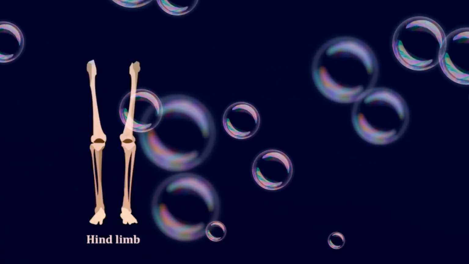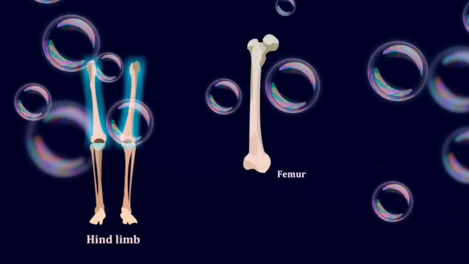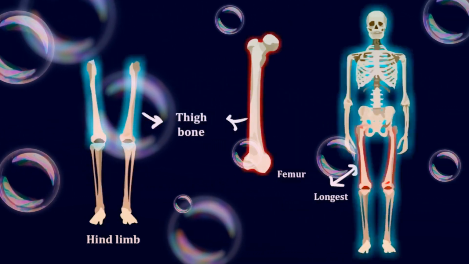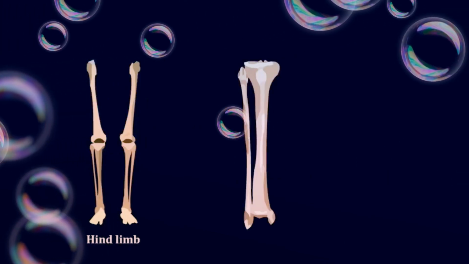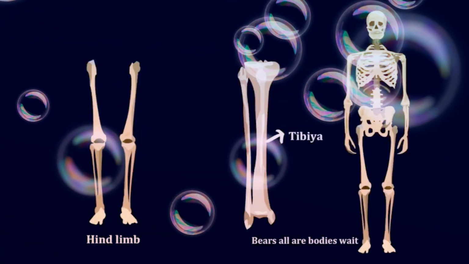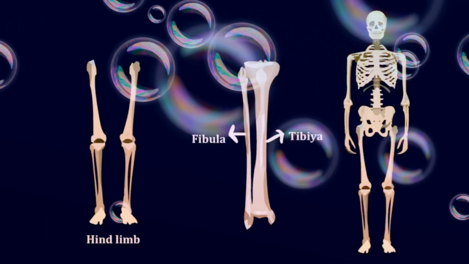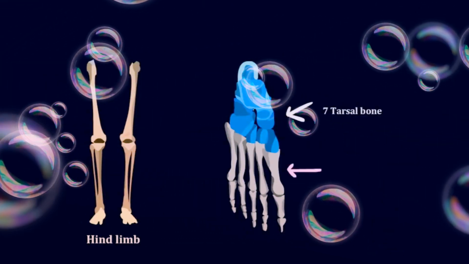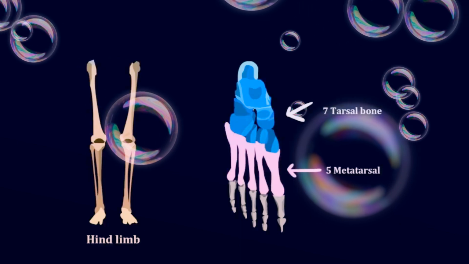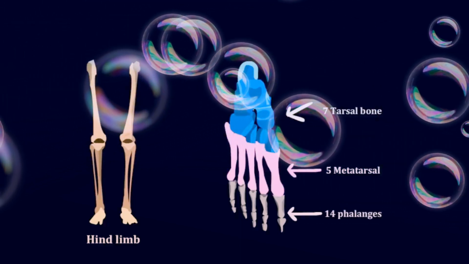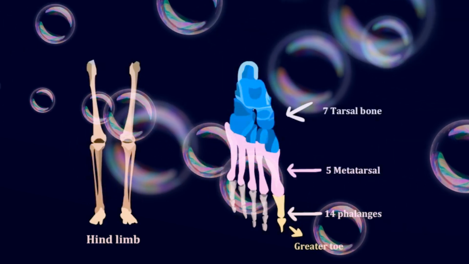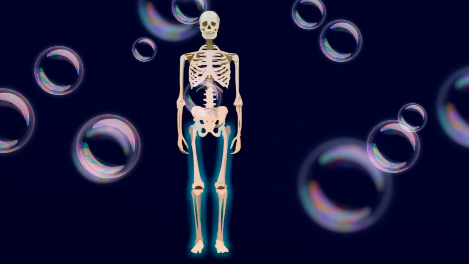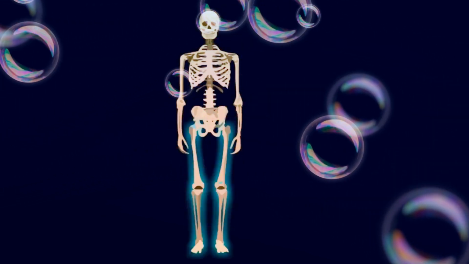The hind limb contains a long bone, femur or thigh bone, the longest and strongest bone in the skeleton, in the thigh. 2 long bones, the inner tibia that bears all our body's weight, and the outer fibula that bears no weight at all, in the shank. 7 tarsal bones in the ankle, 5 long metatarsal bones in the middle of the foot and 14 phalanges, 2 in the greater toe and 3 each in the remaining 4 toes. The bones in the ankle and foot must carry all our body weight as we stand, walk and run.